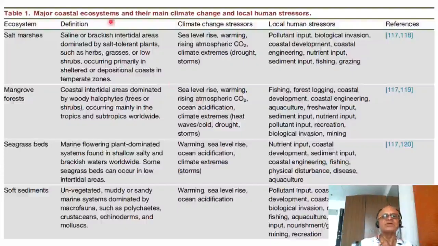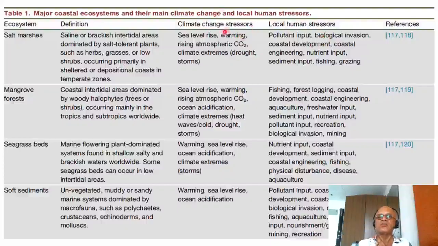paper. Major coastal ecosystems and their main climate change and local human impacts. References are given that you can follow up. I'm not going to read all these details, but ecosystems are looked at. Definition exists: climate change stressors, local human stressors.